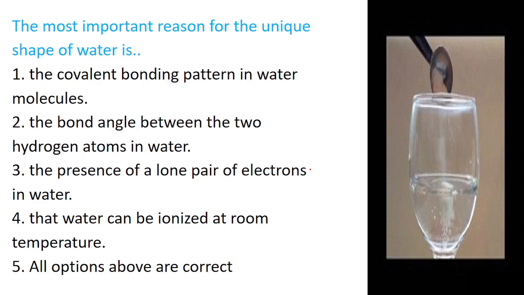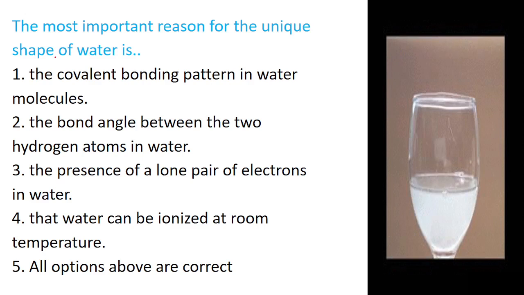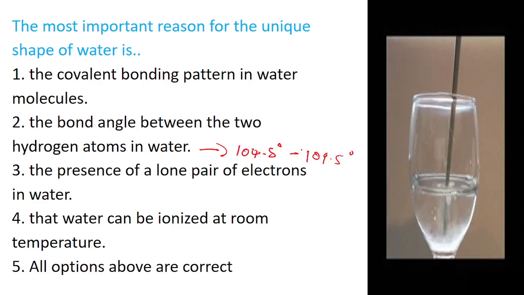The most important reason for the unique shape of water is dash. The first one is the covalent bonding pattern in the water molecule. Two, the bond angle between the two hydrogen bonds. Remember, the bond angle is between 104.5 degrees to 109.5 degrees. Then the presence of a lone pair of electrons.